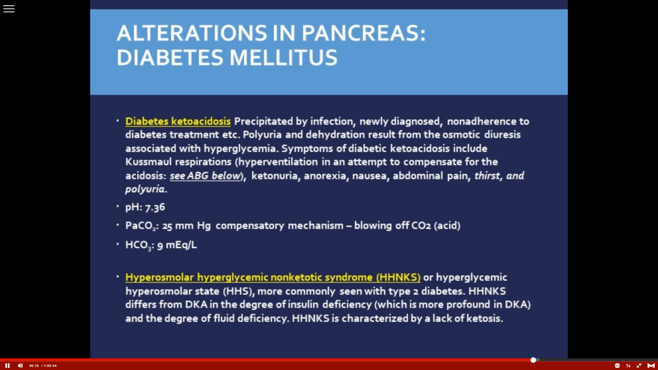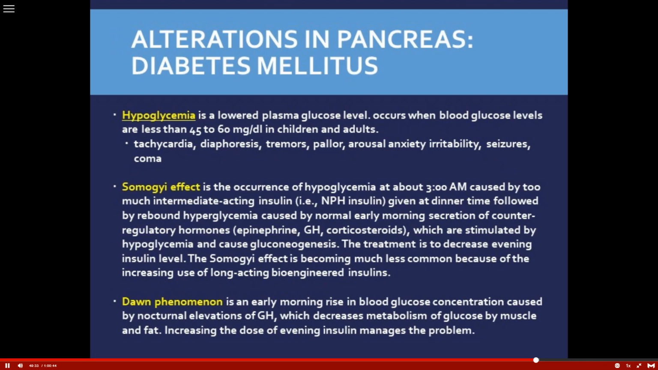So usually, of course, you're going to do your good history. Are they type 2? Chances are it's going to be HHS versus non-diabetic versus diabetic ketoacidosis. So let's talk about a few more of the problems. Yes, there's many. So hypoglycemia.